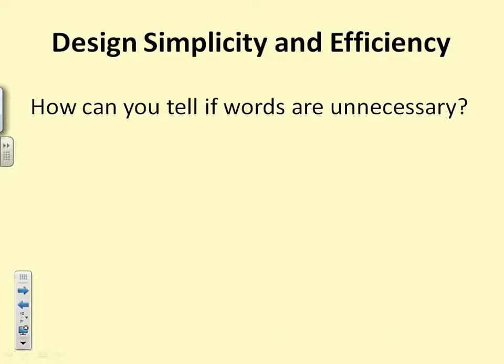So let's pause from that example for a minute and talk about this. How can you tell if words are unnecessary? And this is tricky. It's because what we're talking about here, and as we have in some of our other workshops too, is a more advanced type of editing. It goes beyond making sure that we've spelled things correctly, that we've included articles, that we have correct sentence and verb agreement, even the sentence structure itself.